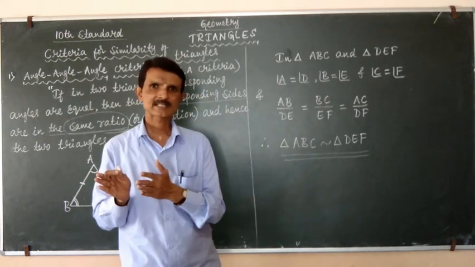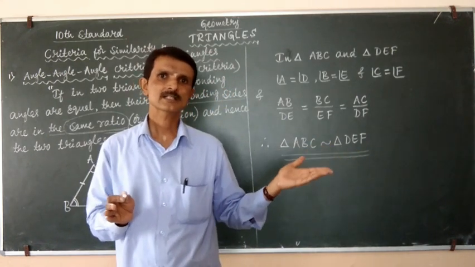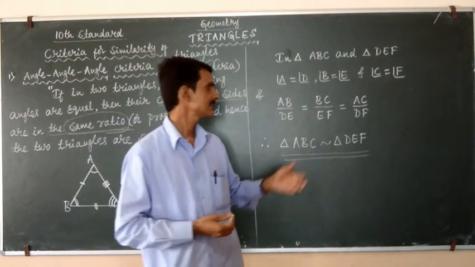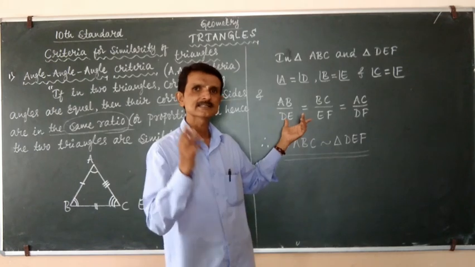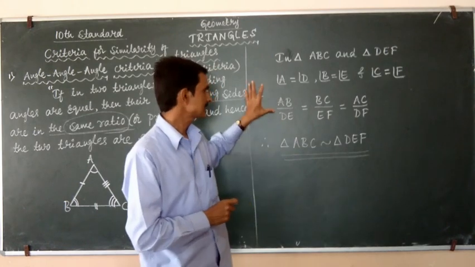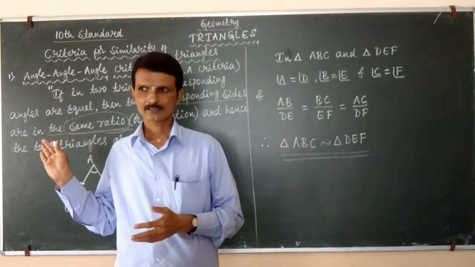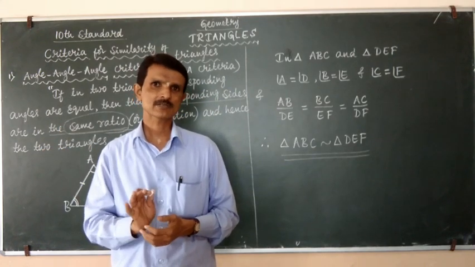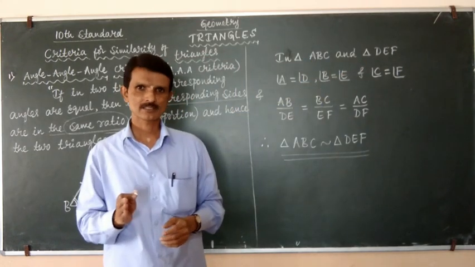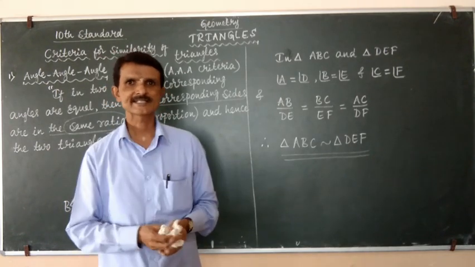If three angles of one triangle are equal to the three corresponding angles of another triangle, that is the first condition. The second condition is the corresponding sides. We have to take the ratio of their corresponding sides. If the ratios of the corresponding sides are equal, then you can say that those two triangles are similar. Okay. Now we shall see the next criteria.